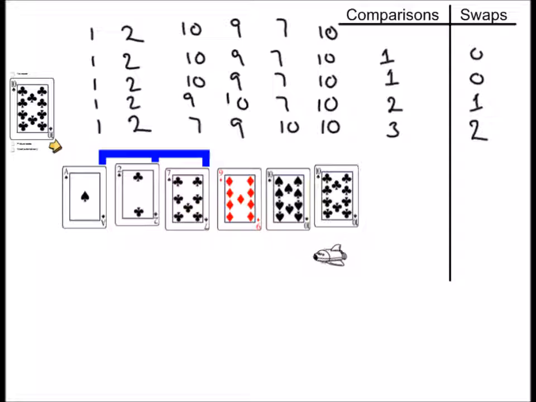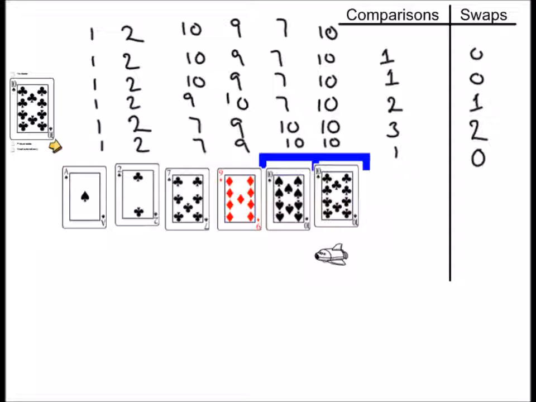And then for my final pass, my shuttle moves all the way to the end. I have a look at my 2 cards. They're the same cards, so I don't need to swap them. So I'm just going to write down my final pass, and that was 1 comparison and no swaps.